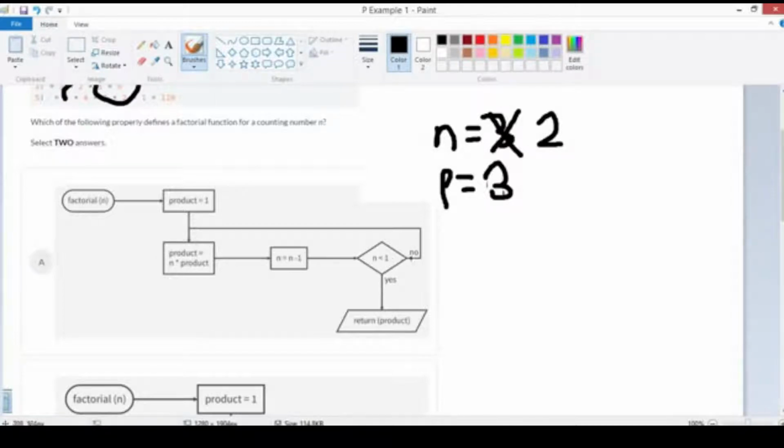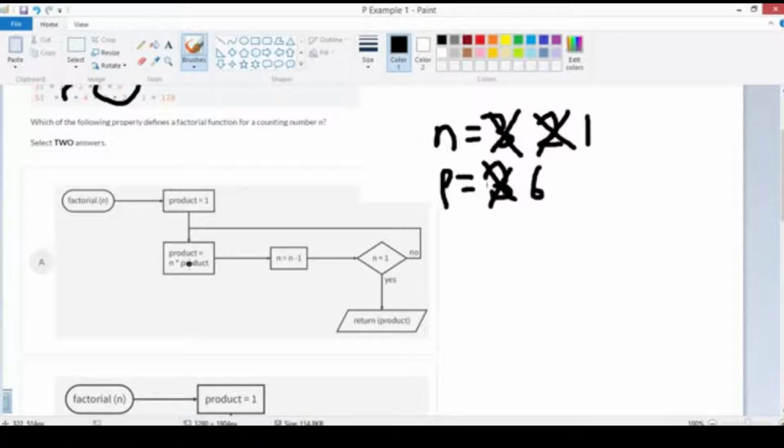Since it is not, we go back to the part where product equals n times product. Product is currently 3, n is 2, so now we have 6, because we did 3 times 2. So product is now 6. n becomes n minus 1. We check if n is less than 1, which it is not. It is equal to 1, so it is not less than 1. So we say no, and we go back.